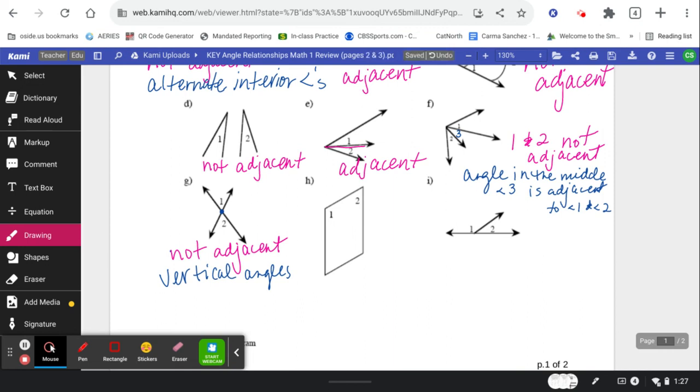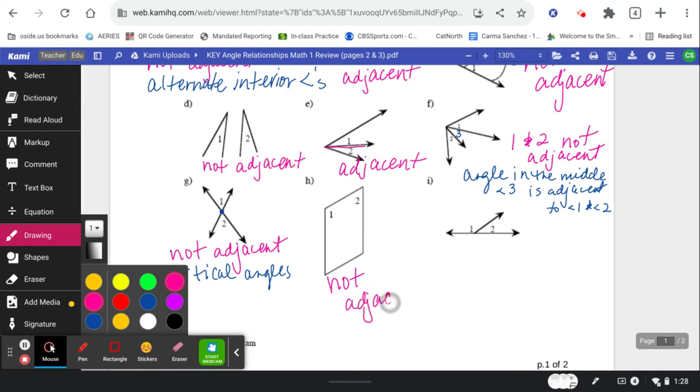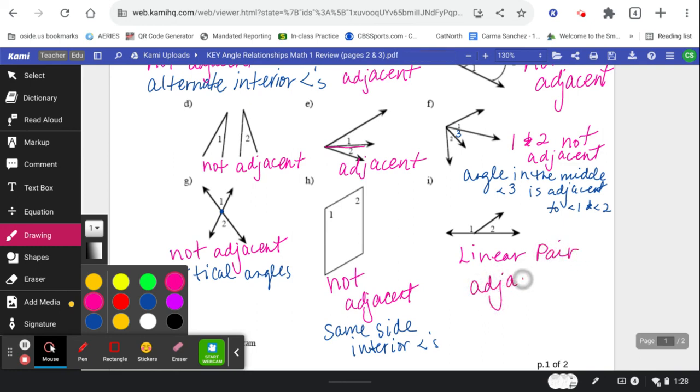All right, these next two share a side but do not share a vertex. So these are not adjacent. And then in one of my classes, students said that they were same side interior angles. And last, this guy over here is a linear pair. You got it. But are they adjacent or not? Yes, they are adjacent.